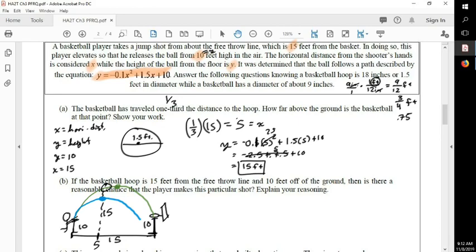Can we know though? Can we know how high the ball is at 15? Wouldn't that help? At 15, if we knew how high the ball was, wouldn't that tell us if it's going to make it or not? So, what would you suggest? I want to try 7.5. Let's go. Let's plug in 15. Oh. That's one way to do it.